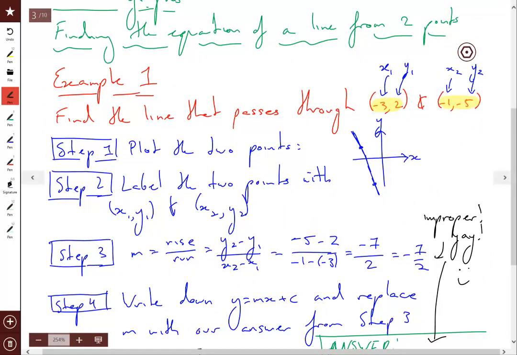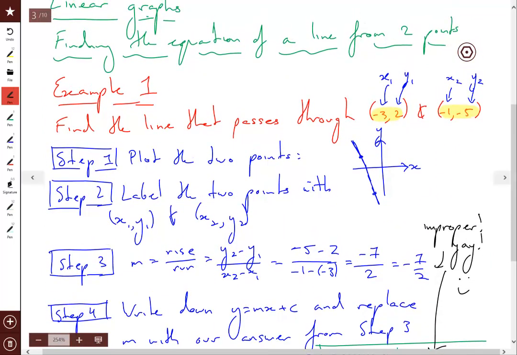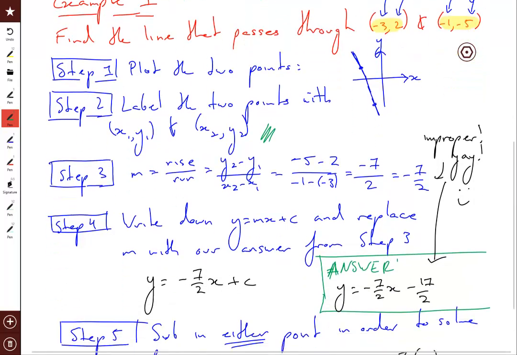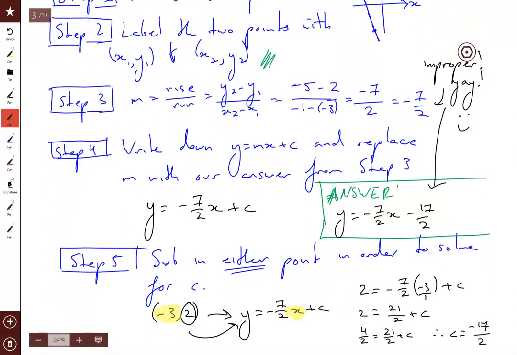Alright, so that's how to find the equation of a line starting from 2 points. Sometimes those 2 points will be on a graph for you. Sometimes they'll just be given like this. Sometimes you're just asked to find the gradient, in which case you only have to go up to here. But most of the time you're asked to find the equation, and if you are, you've got to go through these 5 steps and finally write out the answer.